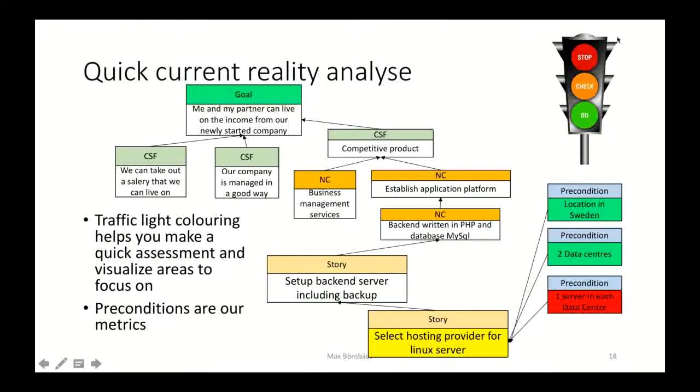One way of measuring things is by using a traffic light system. That is a very easy way that is visible for everyone to directly see where we are in our delivery. Here you can see that we have one yellow story. That means that something was not delivered. If we expand the preconditions here, we can see that two of the preconditions are green, but the third one is not green. We can't provide one server in each data center. That might be because we can't afford it at the moment, or something else. But the traffic light is a nice visible way of quickly visualizing the status of your project.